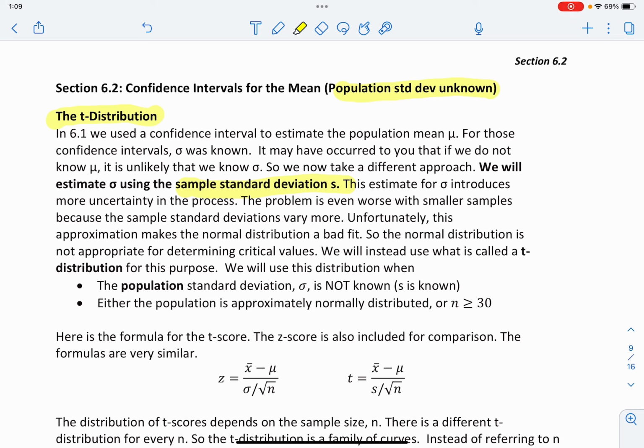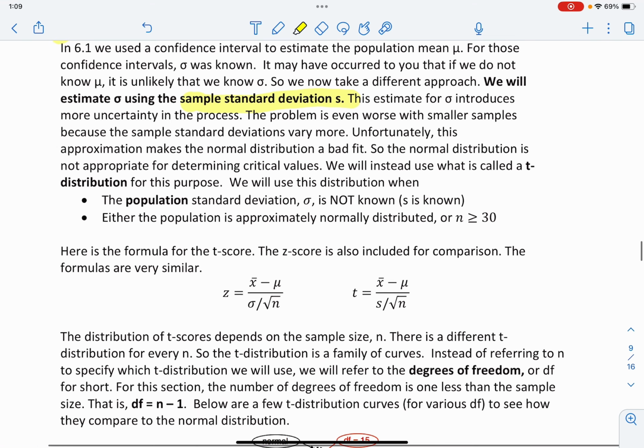Now, some interesting things about the t distribution. There's a formula. Notice it's pretty much the same comparison, right? But you're just using S instead of sigma, T instead of Z.